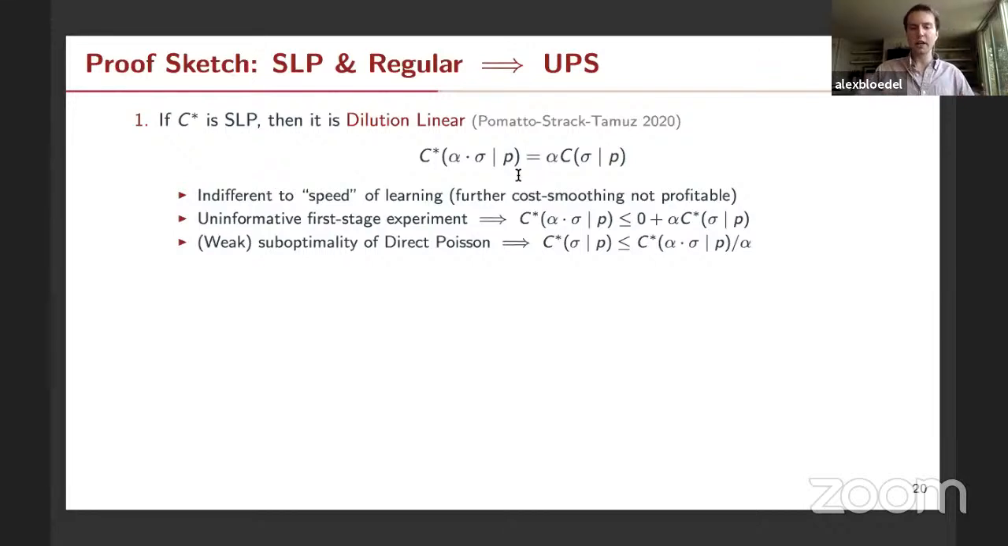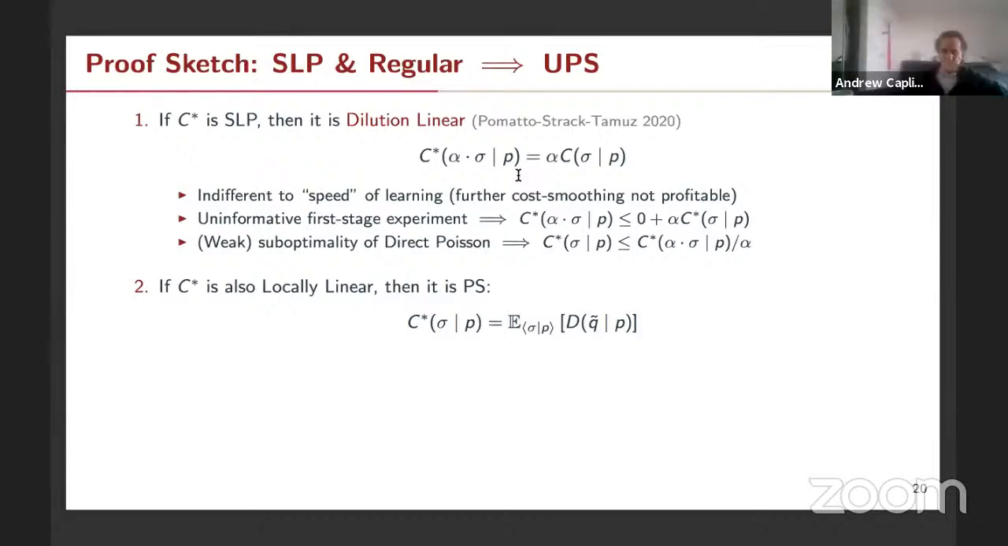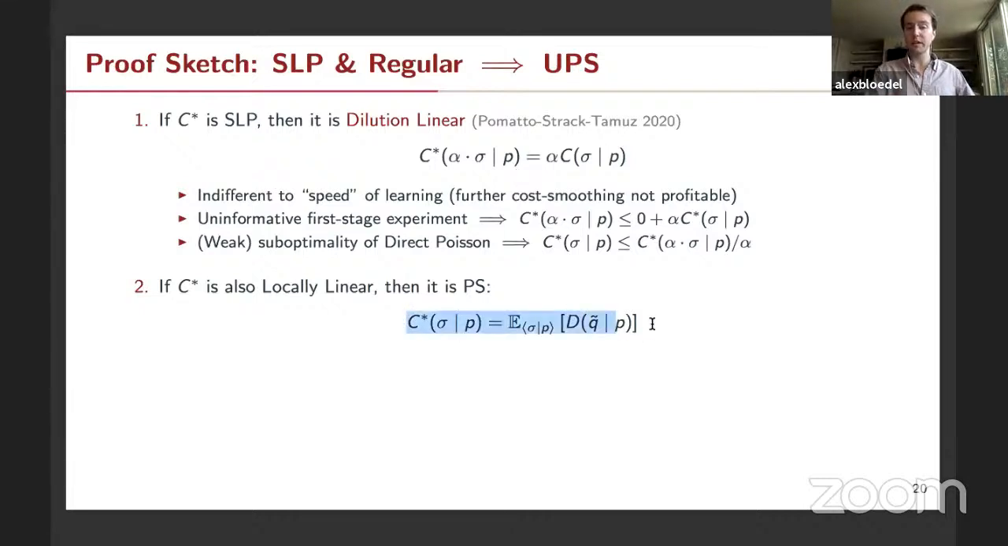And this linearity property is just directly implied by the definition of sequential learning proofness. The second step is the observation that given this linearity property, once we have local linearity of a cost function, we can then scale up the local posterior separable approximation to get posterior separability of the entire cost function itself.